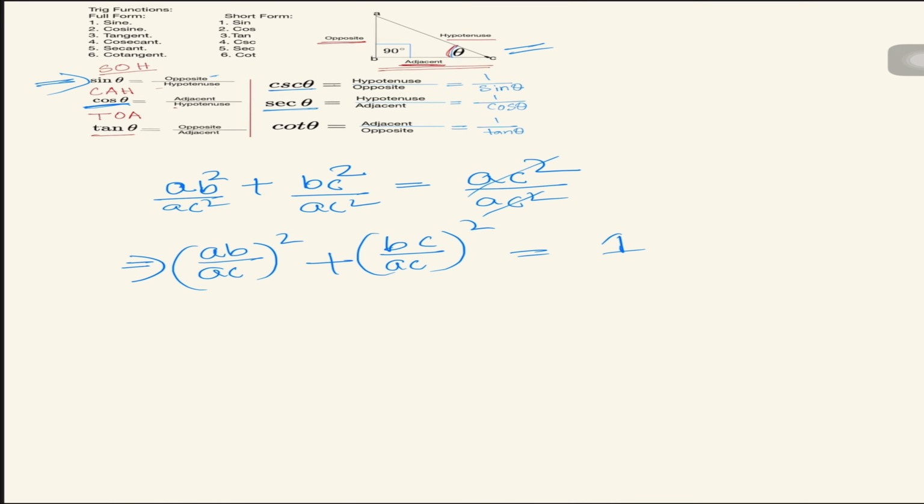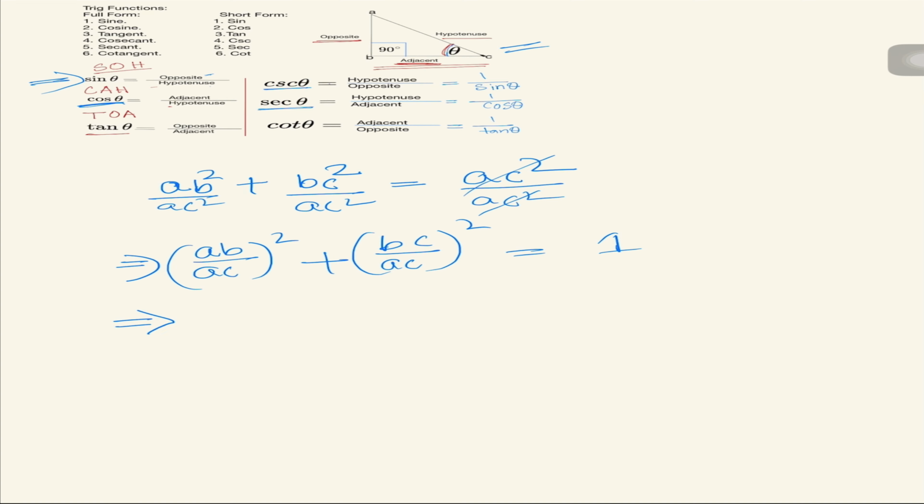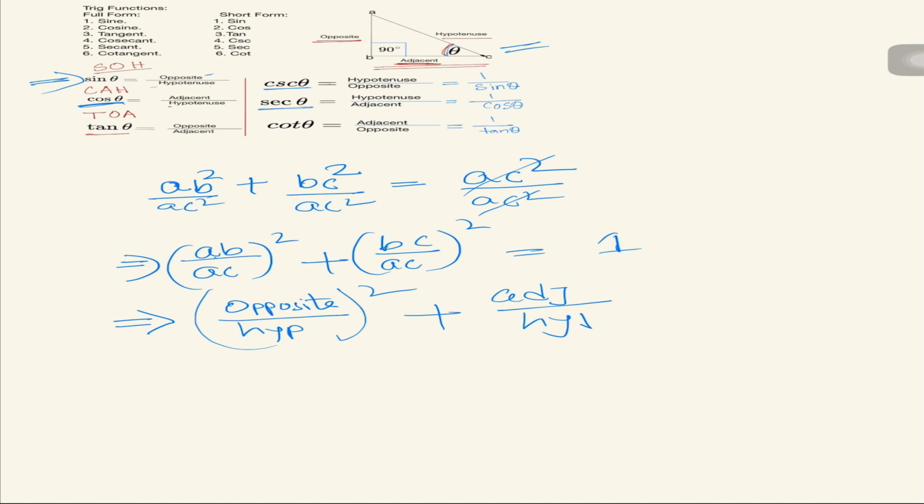Okay, so now what do we get here? What is AB? AB here is the opposite, so it's opposite over hypotenuse, squared. I'm going to write hypotenuse as HYP. Then BC is what? Adjacent over hypotenuse, also squared. And this is 1.